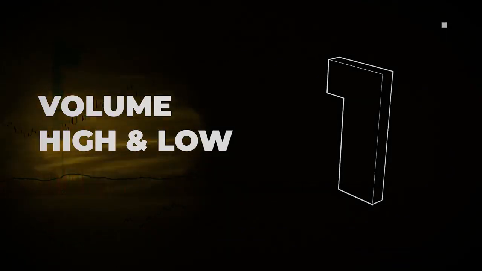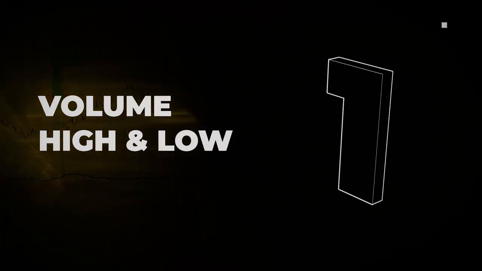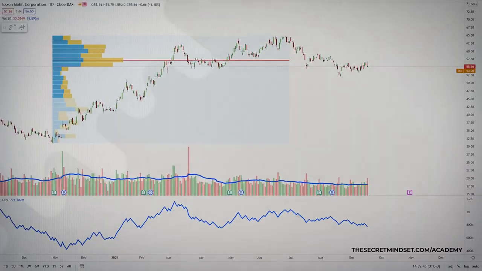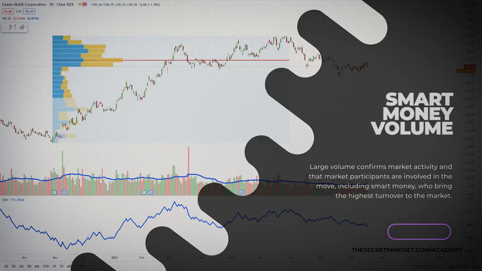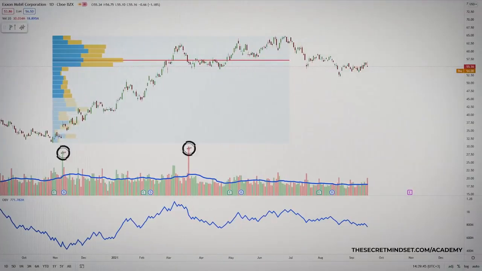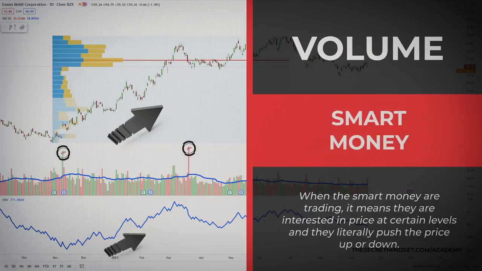Let's look at a few more examples of how volume plays a key part in the current and the future direction of the market. First, volume high or low. As we have seen, volume is the second most valuable item of data after the price itself. A large volume confirms market activity and that market participants are involved in the move, including smart money, who bring the highest turnover of the market. When the smart money are trading, it means they are interested in price at certain levels, and they literally push the price up or down.